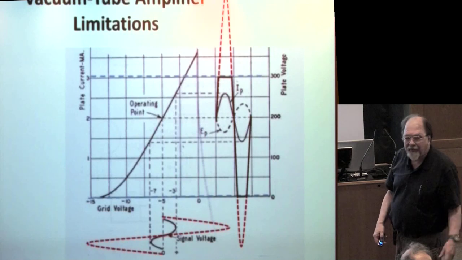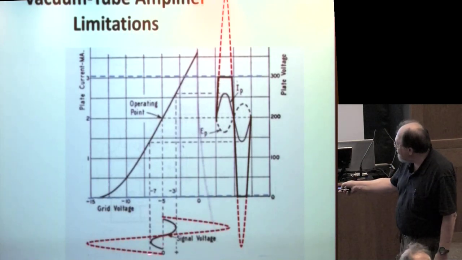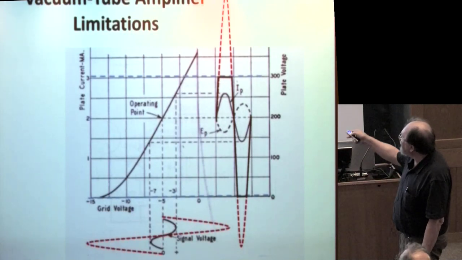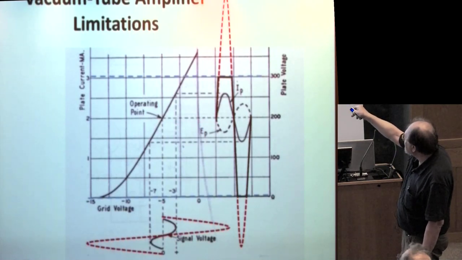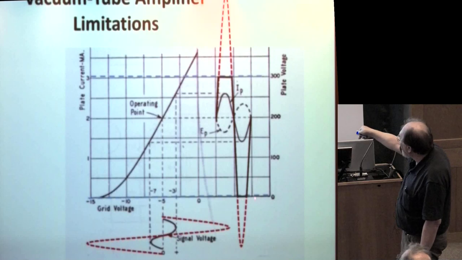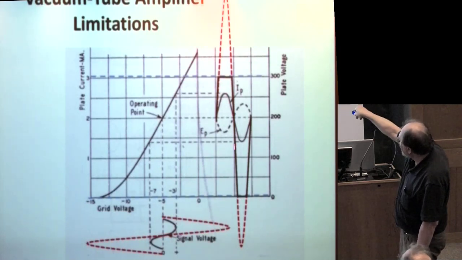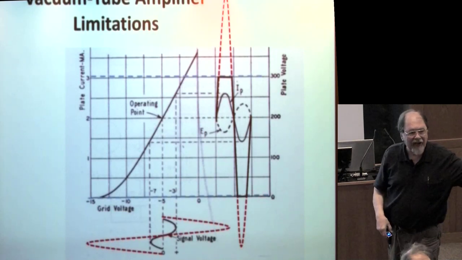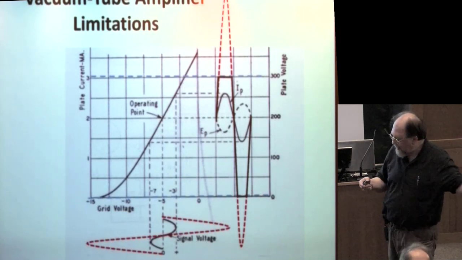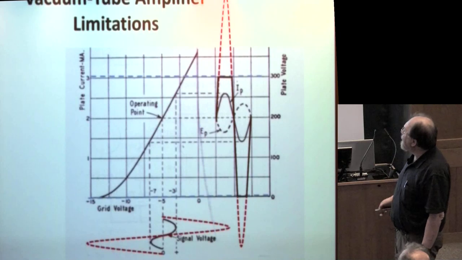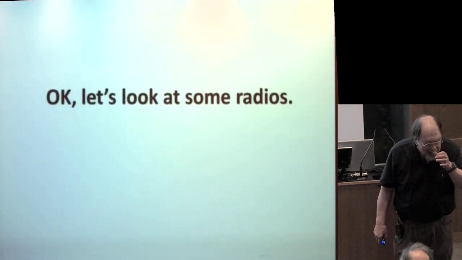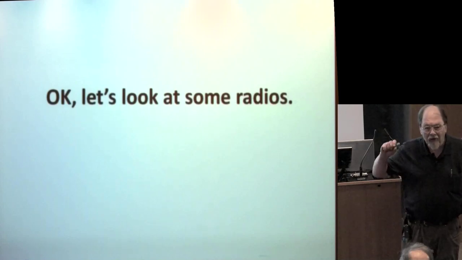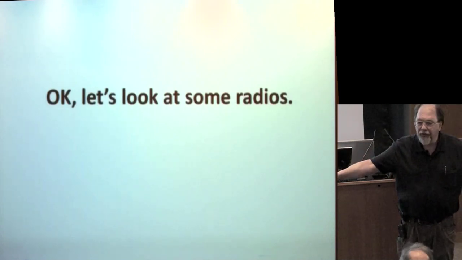The other thing that can happen with your vacuum tube amplifier is you make the input really big, and now the output can only go this far: it slams into the plate voltage up here, and it slams into ground down here. You've made your sine wave into sort of a square wave, and again you get a lot of distortion, a lot of stuff you don't want. Okay, now let's look at some radios and think about how we control the signal through the radio.